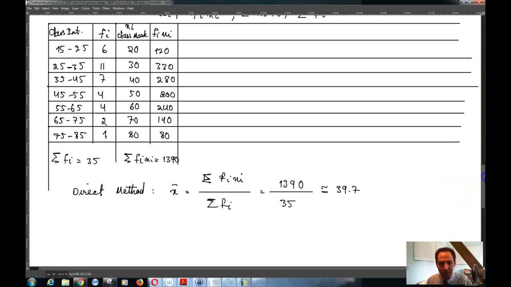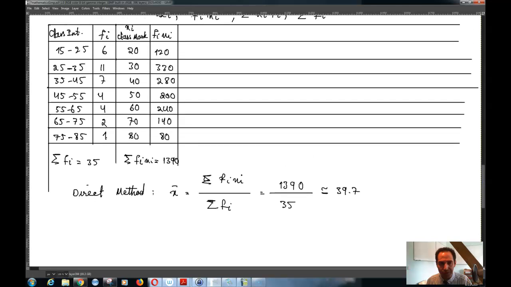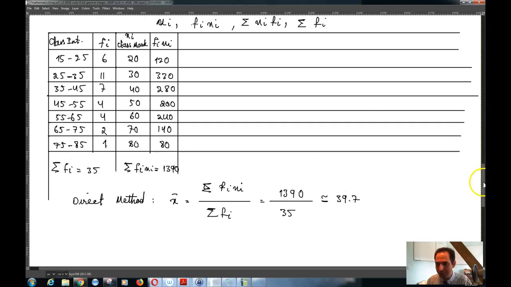Now we had another method, which was called the assumed mean method.